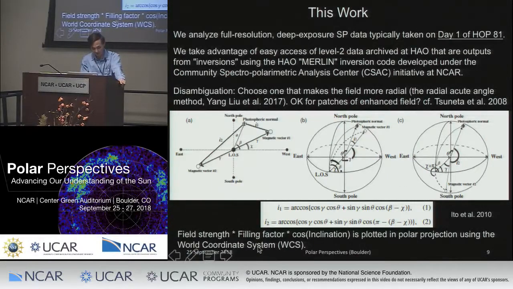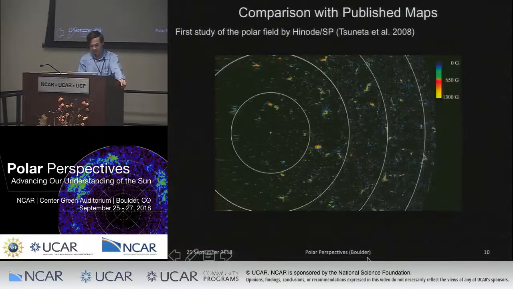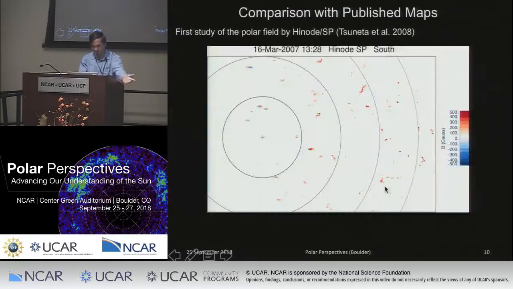And I just plotted the field strength and filling factor and cosine inclination. And they use the world coordinate system to make a polar map. But just to do some sanity check, to compare the result with Sneda et al. And this is the Sneda et al., and this is mine.